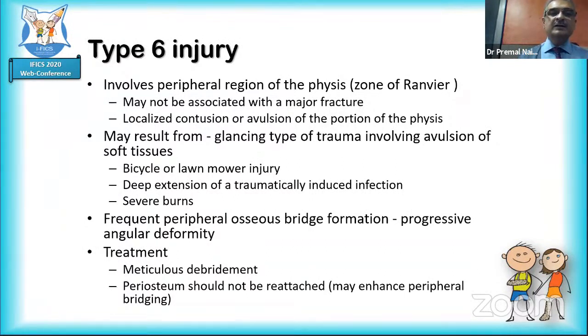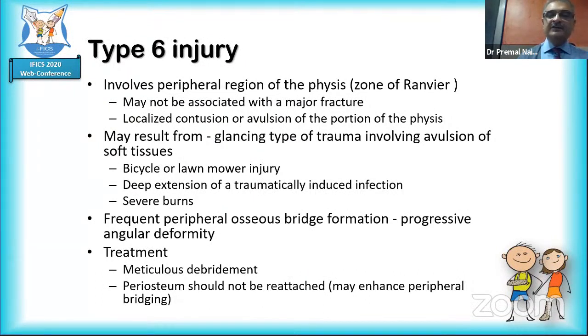It can be associated with a localized contusion or avulsion of a portion of the physis. It generally results from a glancing type of trauma, which involves avulsion of the soft tissue. It can be a bicycle injury or a lawnmower injury, more so in the West, which we don't see here. Sometimes it can be the result of a traumatically induced infection, severe burns, or radiation.